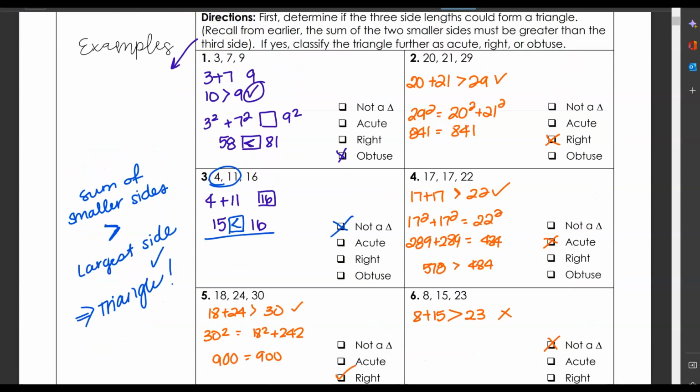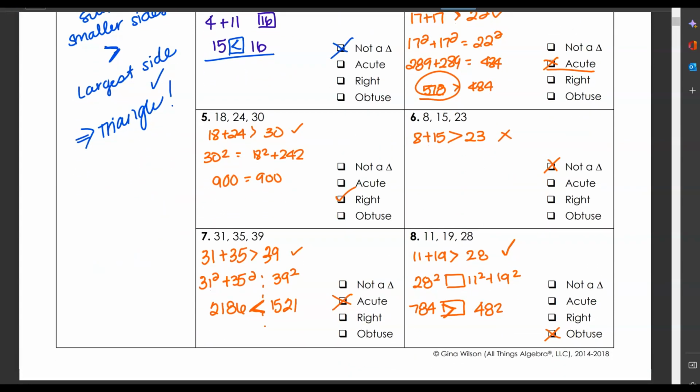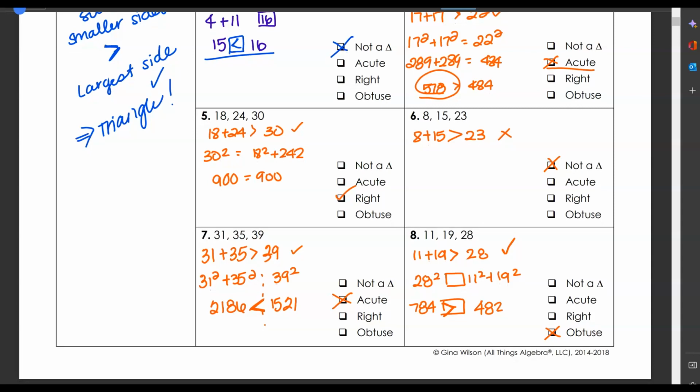After solving some of these, for number 2, we should have gotten a right angle, as both of those squared values equal each other. For number 4, we should have received an acute angle. We can see that the sum of the legs, 17 and 17, is a lot greater than the hypotenuse, so the hypotenuse is smaller. Now let's look at number 5. We should have seen a right angle.